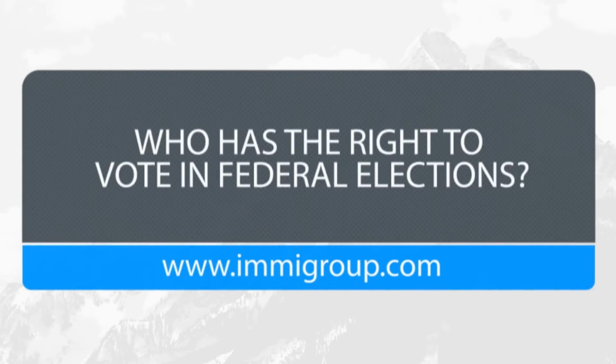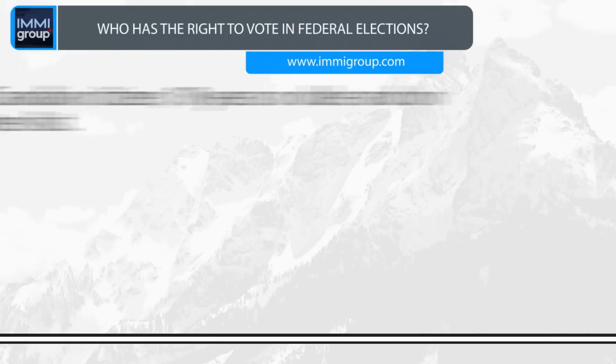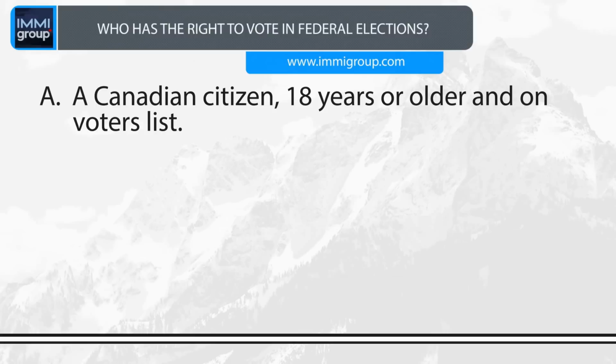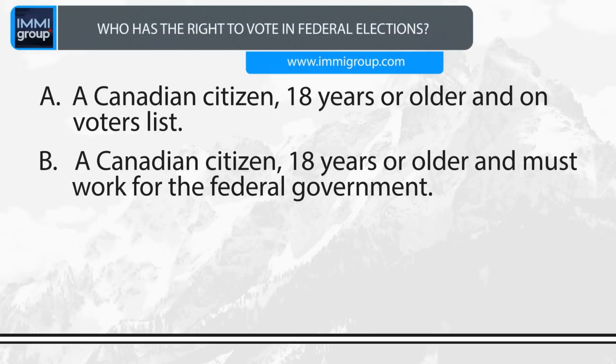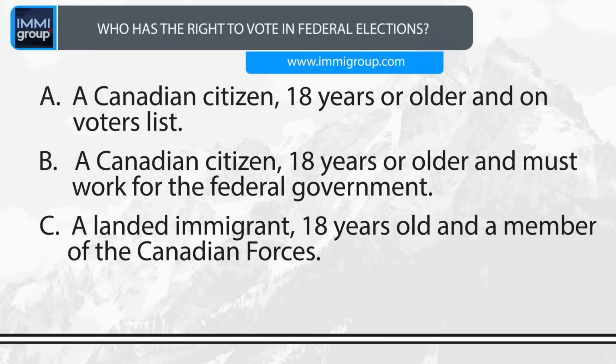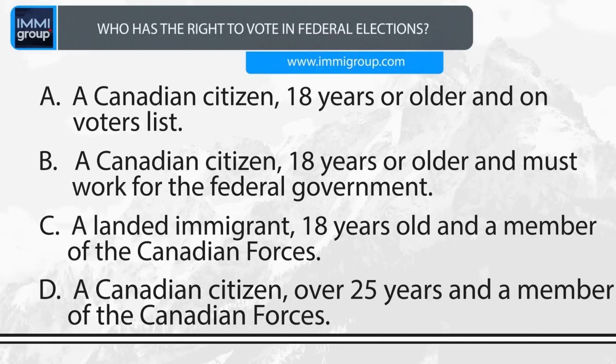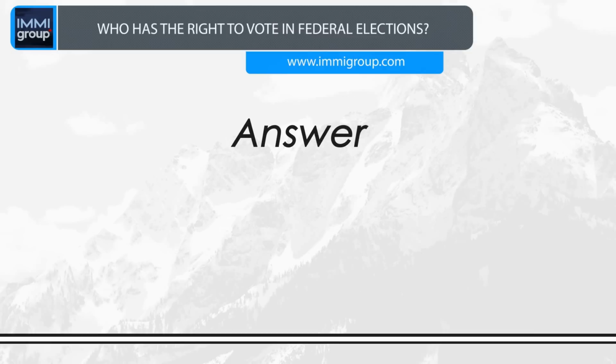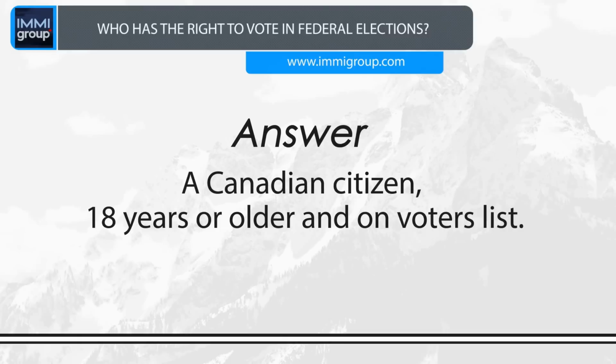Who has the right to vote in a federal election? A. A Canadian citizen 18 years or older and on a voter's list. B. A Canadian citizen 18 years or older and must work for the federal government. C. A land immigrant 18 years old and a member of the Canadian Forces. D. A Canadian citizen over 25 years and a member of the Canadian Forces. Answer: a Canadian citizen 18 years or older and on a voter's list.